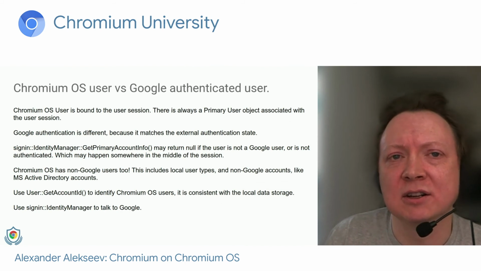For example, IdentityManager getPrimaryAccountInfo may return null pointer if the user is not a Google user or is not authenticated, which may happen somewhere in the middle of the session. Remember that Chromium OS has non-Google users too. This includes local user types and non-Google accounts, like Microsoft Active Directory accounts, for example. My suggestion would be to use user getAccountID to identify Chromium OS users. It is consistent with the local data storage. And if you need account data to talk to Google, use Identity Manager instead.